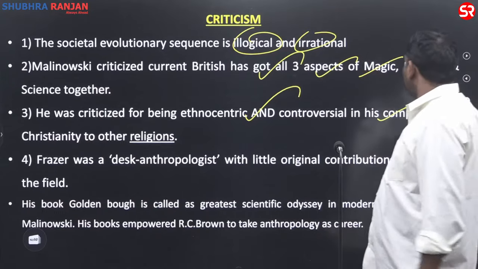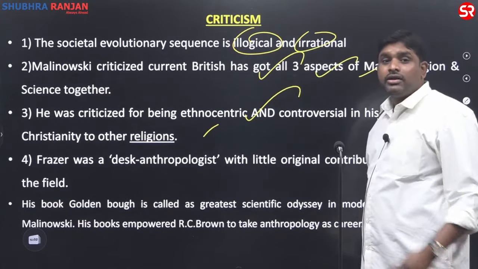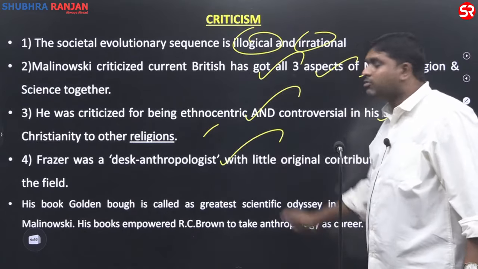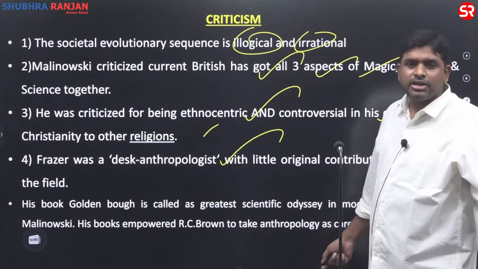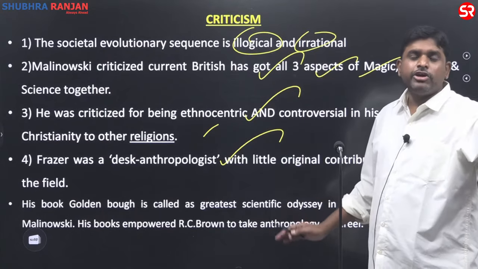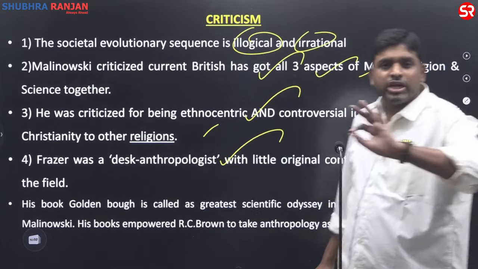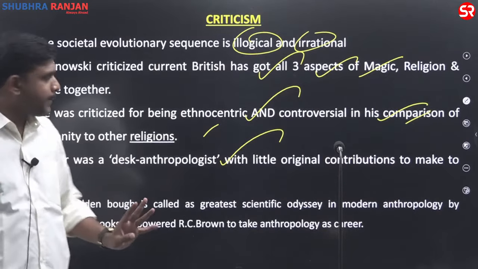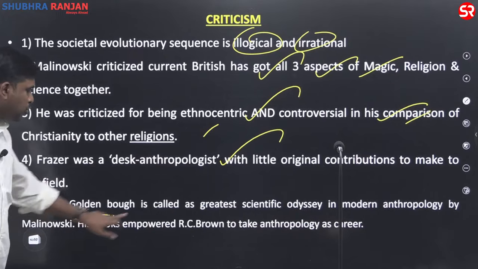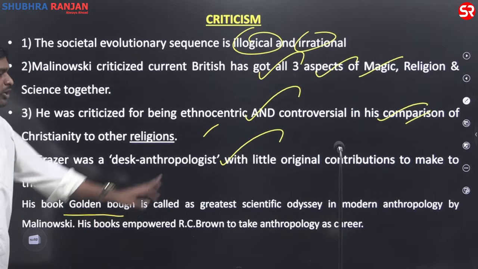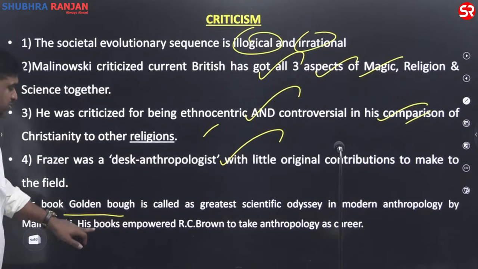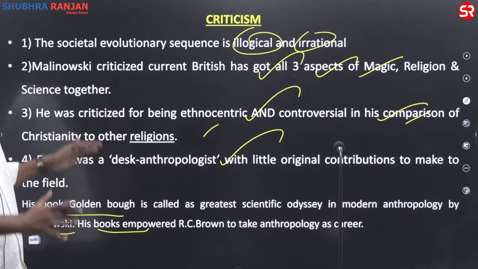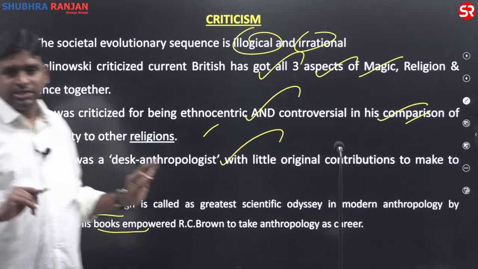He was also controversial in comparing Christianity to other religions. For every religion he compared with Christianity. Frazer was a desk anthropologist or armchair anthropologist. He never did any fieldwork, so he was called an armchair anthropologist or desk anthropologist. His book Golden Bough is called the greatest scientific odyssey in modern anthropology by Malinowski. His books empowered next generation anthropologists like Radcliffe-Brown. Hence, this is the conclusion of James Frazer.